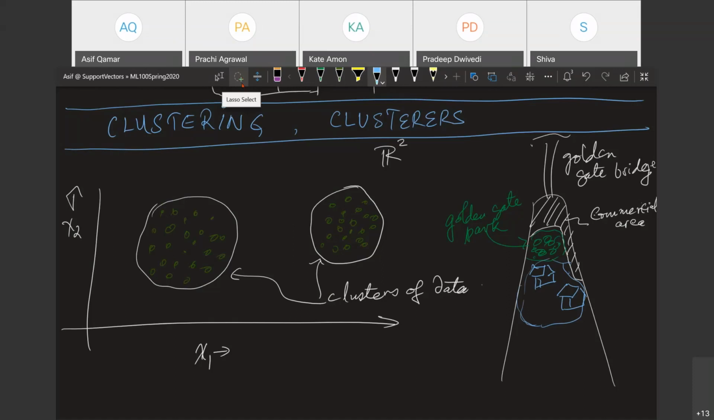Isn't it, guys? And so suppose you're dropped in some place and you have to go find your aunt or your best friend who lives in a house. And let's say that we drop you right at the Golden Gate Bridge. Suppose this is where you are dropped.